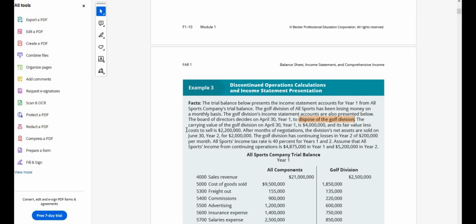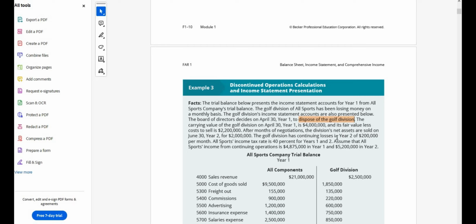The carrying value of the golf division on April 30 year 1 is 40 lakhs and its fair value less cost to sell is 22 lakhs. So the carrying value is 40 lakhs and the fair value less cost to sell is 22 lakhs. After months of negotiation, the division's net assets are sold on 30th June year 2 for 20 lakhs. So we can see there is a gap. So there is a loss.